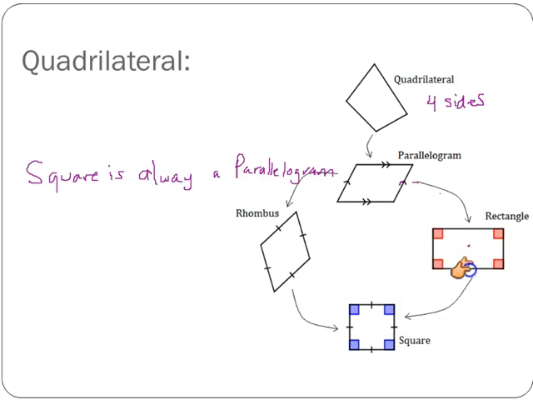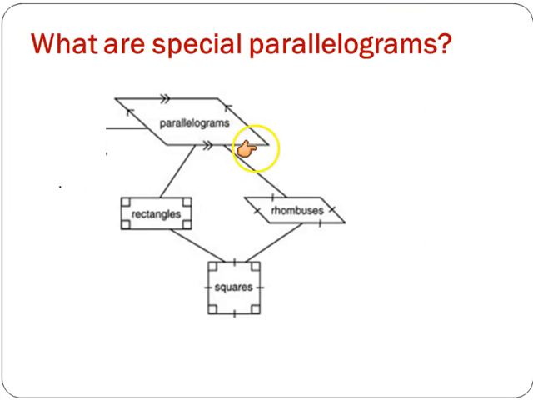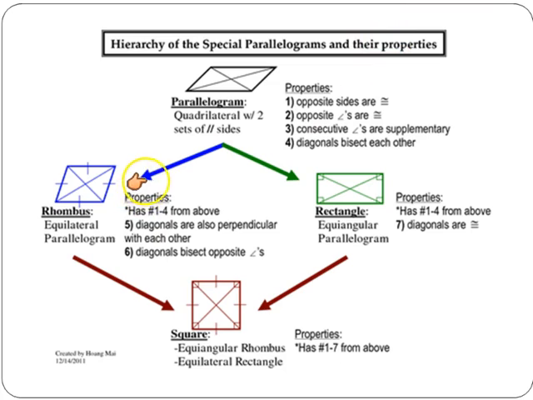So it's kind of like when we did that question with the isosceles: is an equilateral triangle always an isosceles, and is isosceles always an equilateral? So it's kind of the same as that. So what are the special parallelograms again? Rectangles, rhombuses, and squares. And here let's see what their properties are.